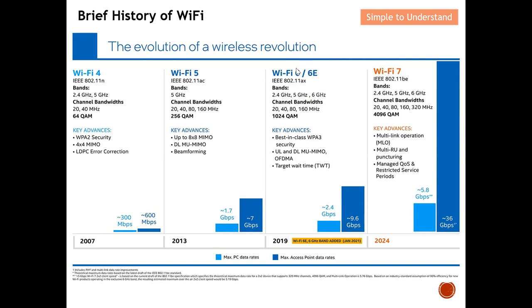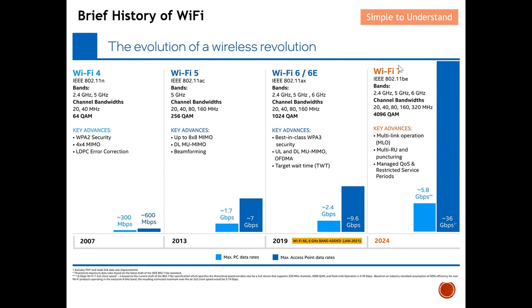The key idea is again how to improve the data rate, or how to increase the throughput. So therefore we have Wi-Fi 7. Wi-Fi 7 is also known as the IEEE 802.11be standard. For Wi-Fi 7, you can actually transmit at 2.4 gigahertz, 5 gigahertz and 6 gigahertz.